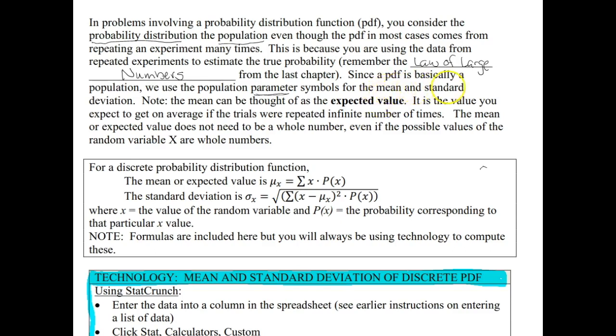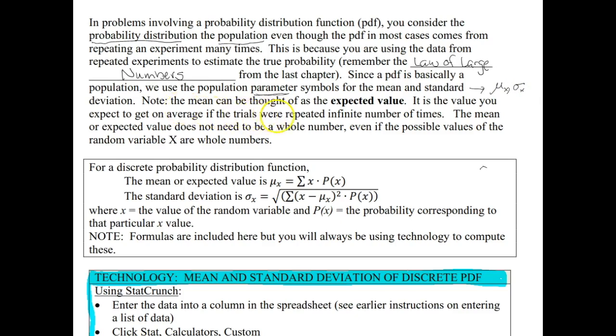Since a PDF is basically a population, we're going to use population parameter symbols for the mean and standard deviation. From back in chapter 3, those symbols are mu and sigma. In this section, now that we're dealing with random variables, we're going to see a little subscript on those so that we know what it's the mean for, because several problems, as we get to later, will have several variables in a given problem.